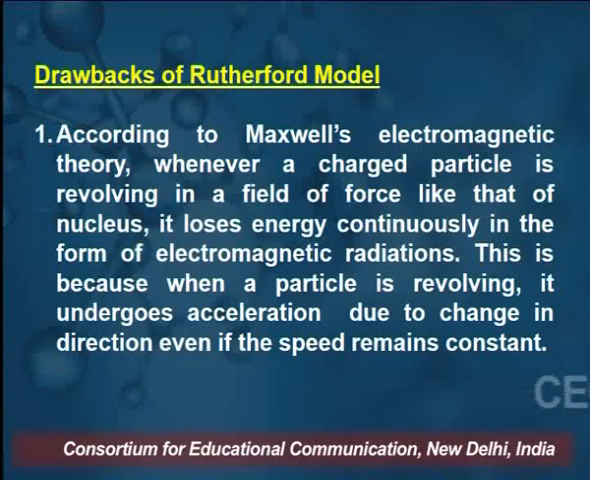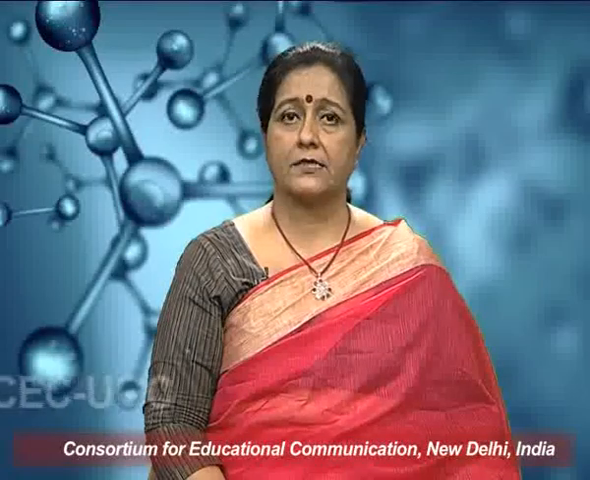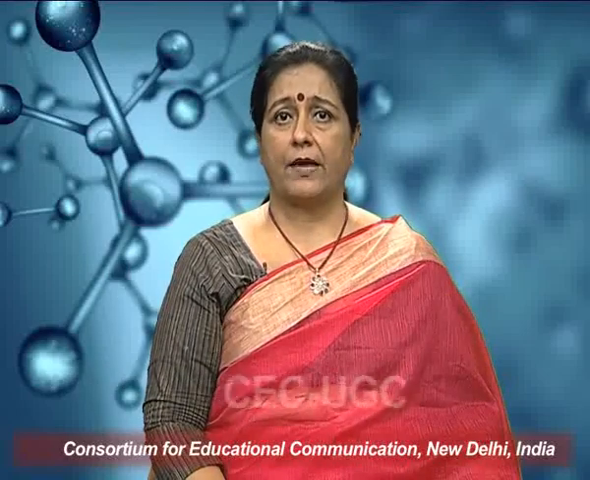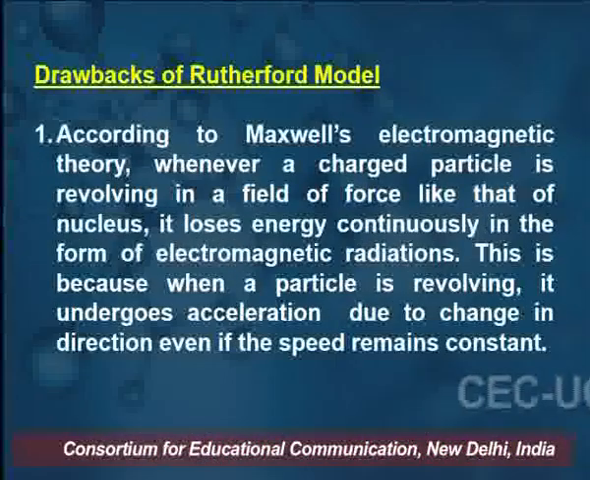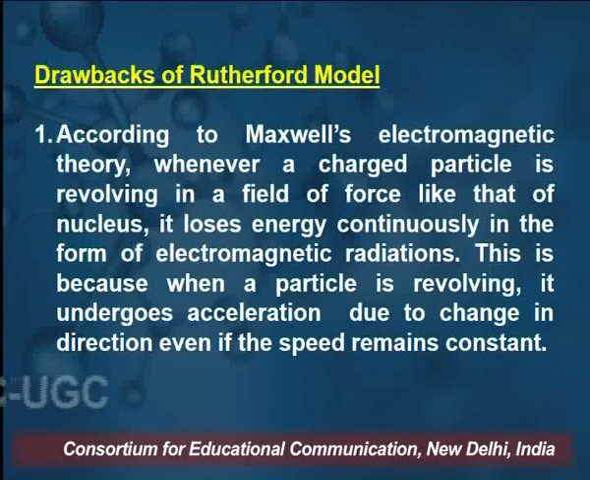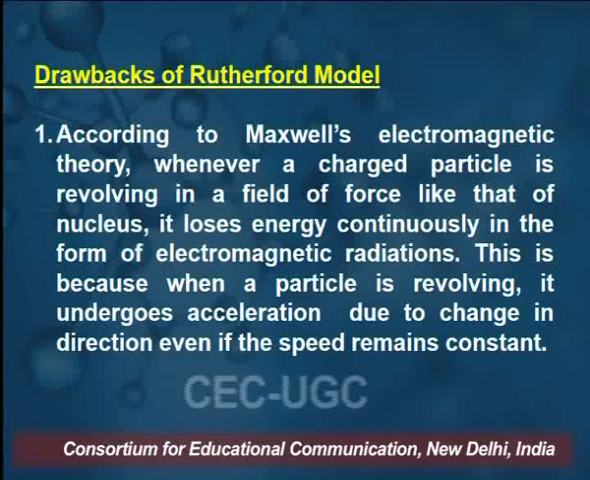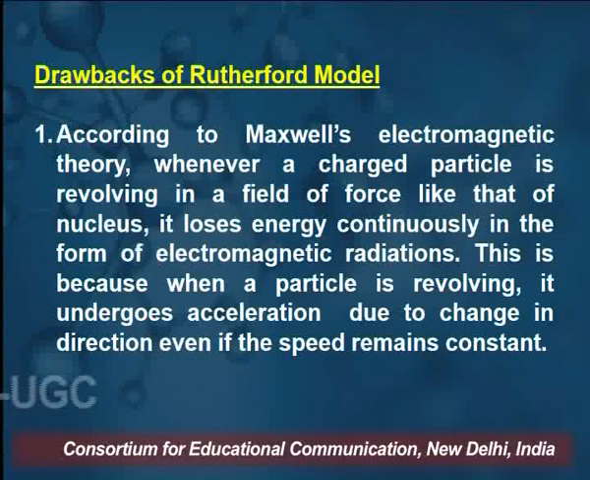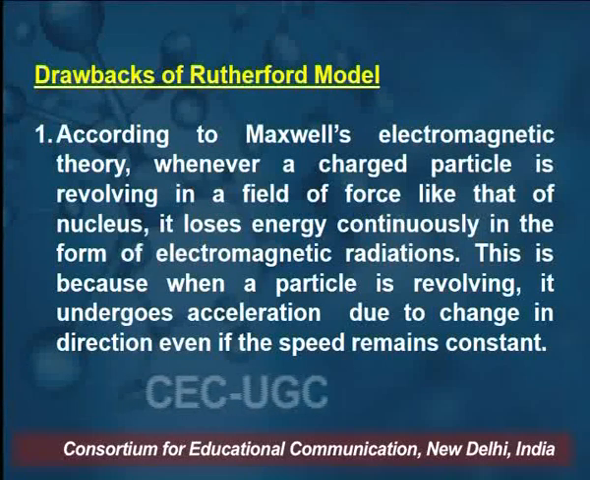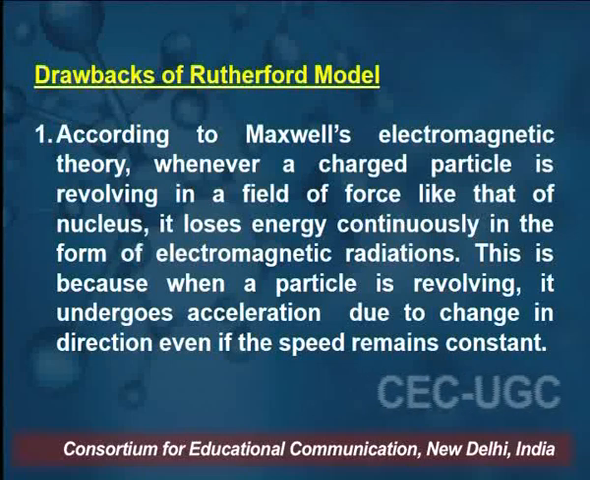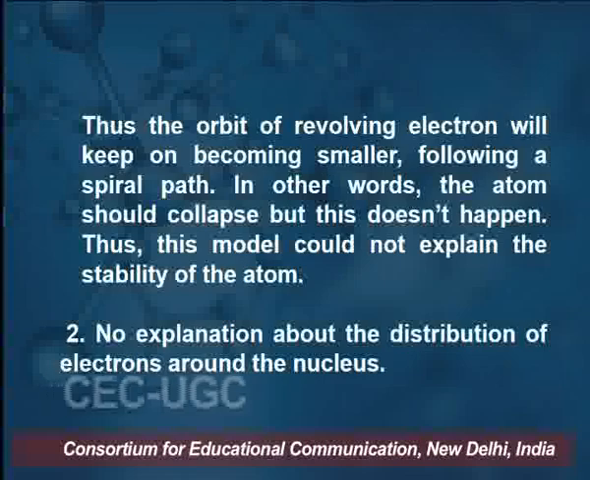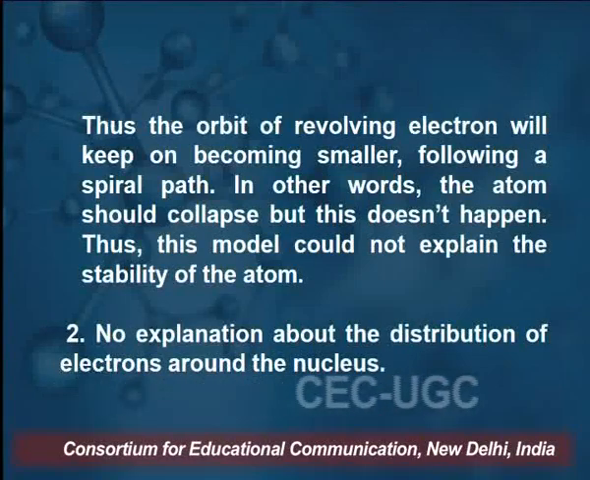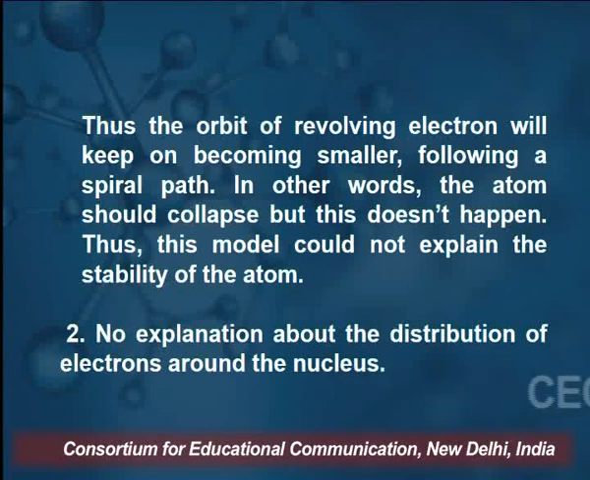But this model also had its own share of drawbacks. According to Maxwell's electromagnetic theory, whenever a charged particle is revolving in a field of force like that of the nucleus, it loses energy continuously in the form of electromagnetic radiations. This is because when a particle is revolving, it undergoes acceleration due to change in direction, even if the speed remains constant. Thus, the orbit of the revolving electron will keep on becoming smaller, following a spiral path.